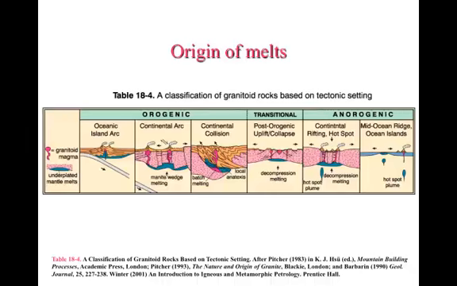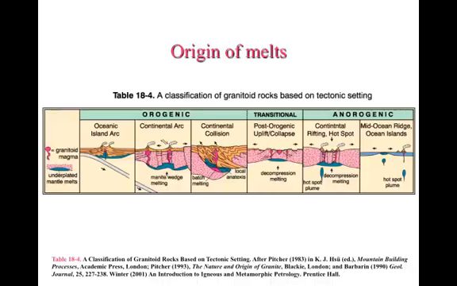In the orogenic setting, we have oceanic island arcs, where oceanic crust that is older and colder and denser subducts beneath younger, more buoyant oceanic crust, creating a volcanic arc. A continental arc setting where oceanic crust subducts beneath a continent, or a continental collision setting like the Himalaya, where continental crust is subducting beneath other continental crust.